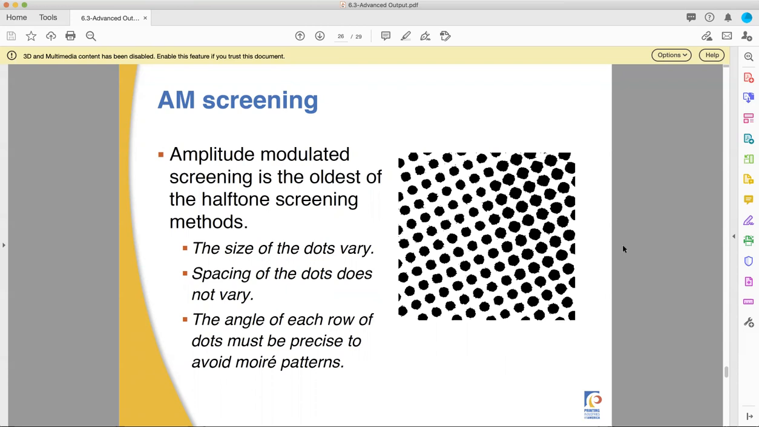AM screening means all your halftone dots follow the same strict square 90-degree perpendicular grid, although it might be rotated completely, but not individually. The whole grid can be rotated, but it's still a grid. They stay in the same places, but the size changes.